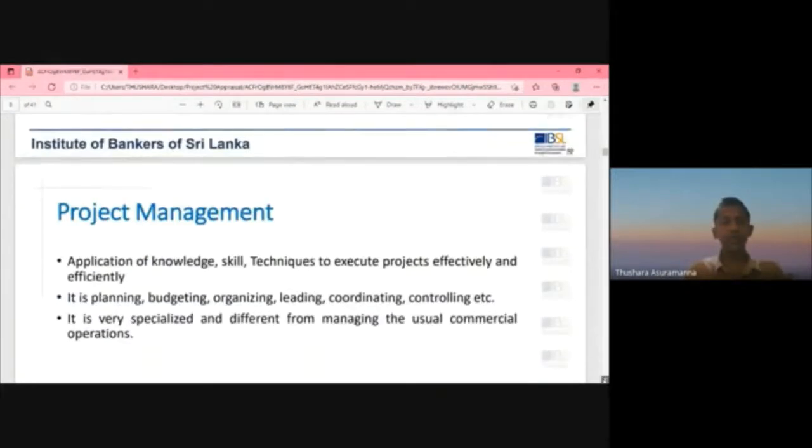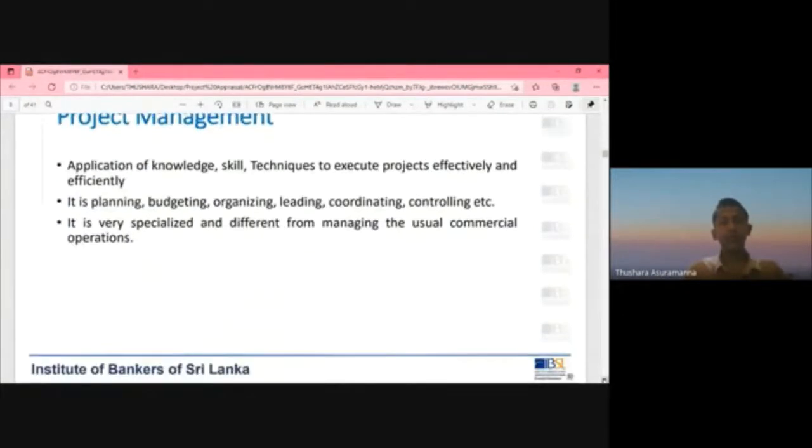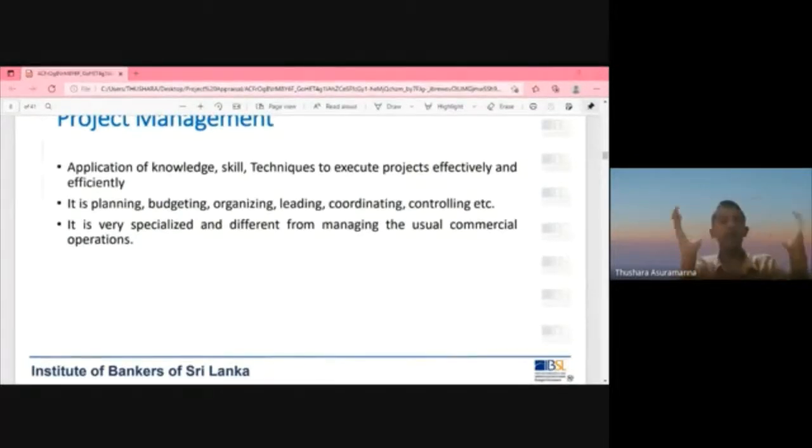Finally, basically, project management. The overall exercise we call project management is your knowledge, skills, and techniques, which you try to deploy towards project implementation. Activities like planning, budgeting, organizing, and management control, these management functions are the things that we do throughout the project.